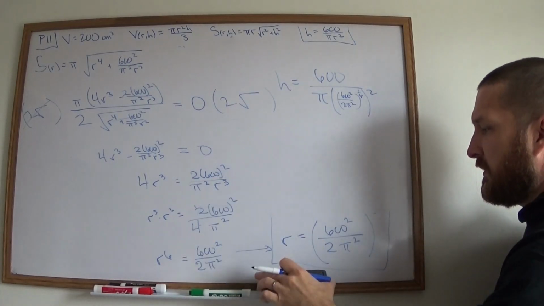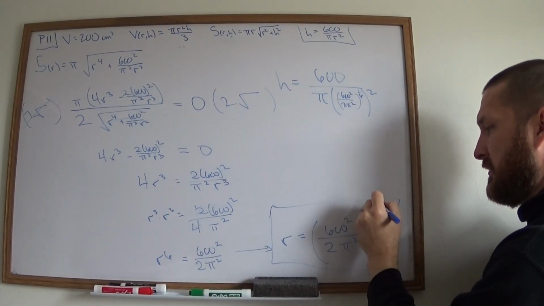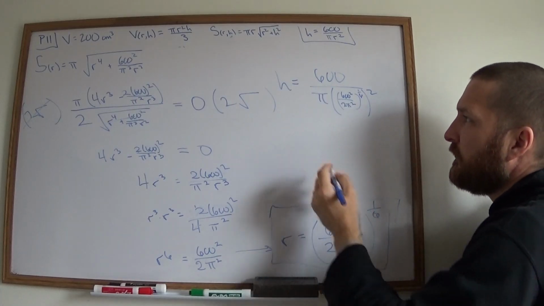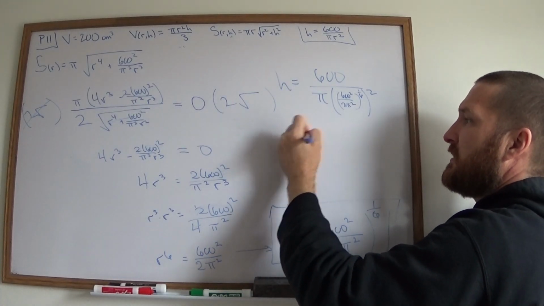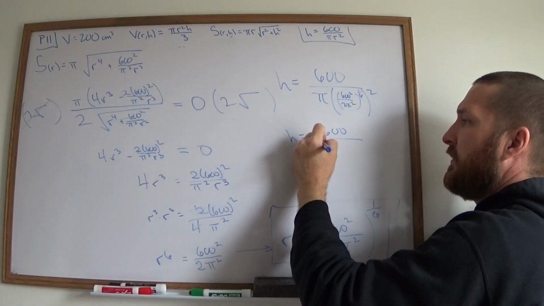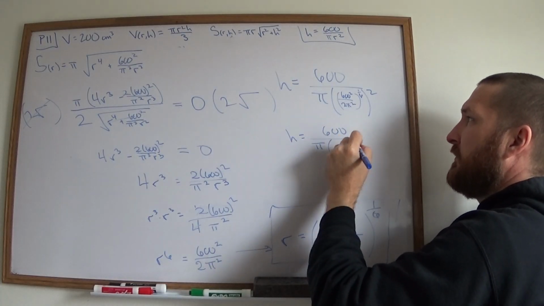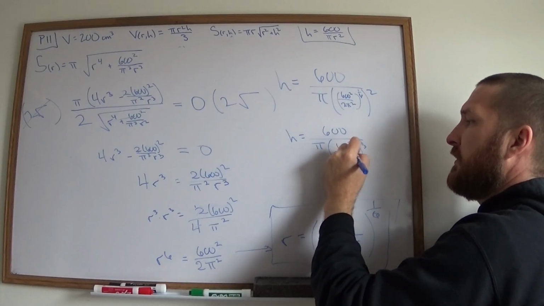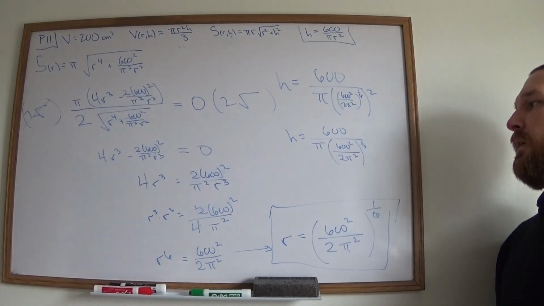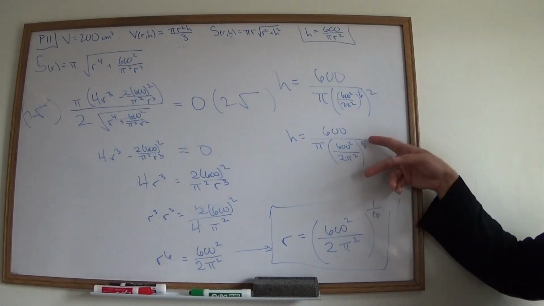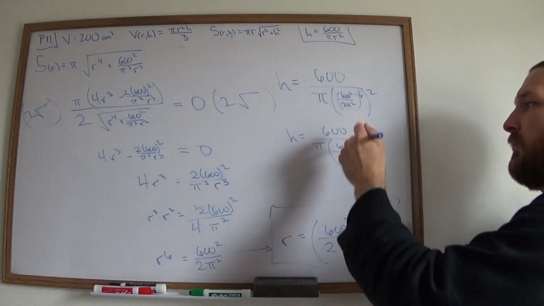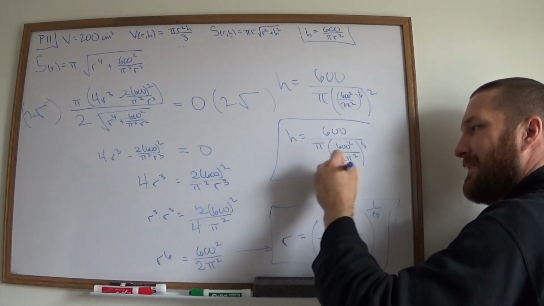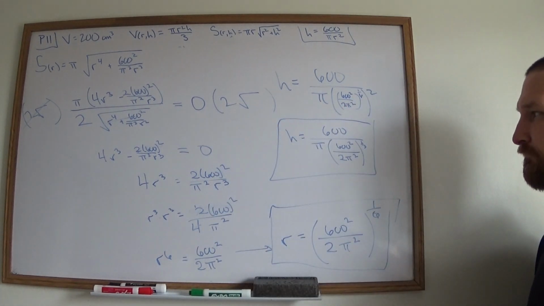And we could rewrite that as, this is 1/6, we could rewrite that as h equals 600 over pi, all of this to the 1/3, so that's 600 squared over 2 pi squared. However you want to do it, a lot of different ways of doing it. You could also bring some stuff up into the numerator, whatever. This is good. This is an exact answer.